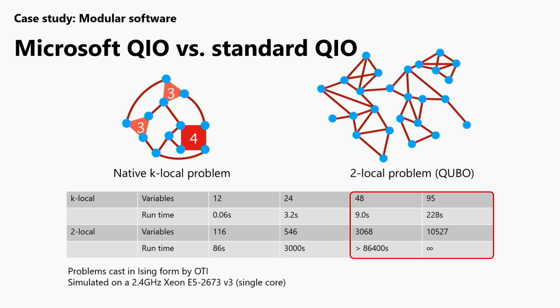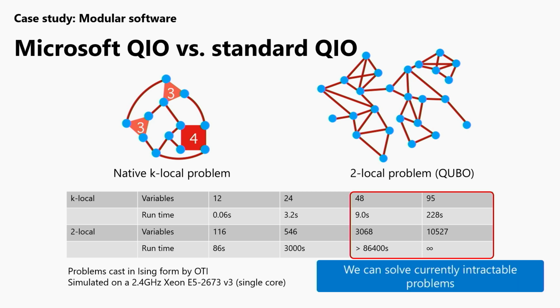Needless to say, solving something with 10,000 variables is really, really hard. And as a matter of fact, what we can solve in 9 seconds would otherwise take more than 24 hours. And this thing here that we solved in roughly under 4 minutes, nobody has been able to solve before. Okay? So we can solve currently intractable problems just by looking at them in their native form.